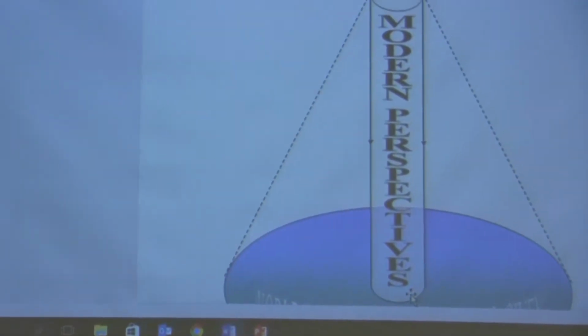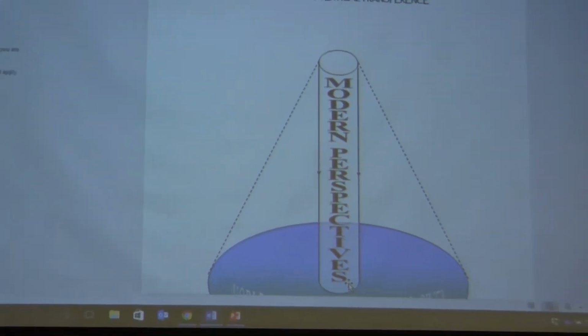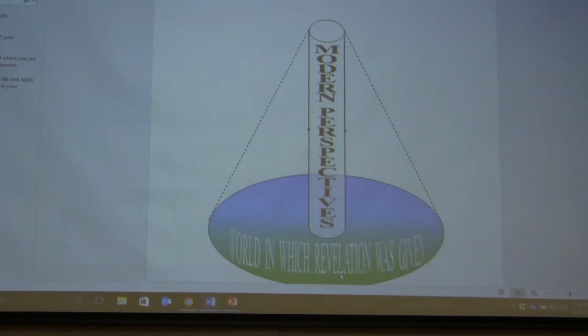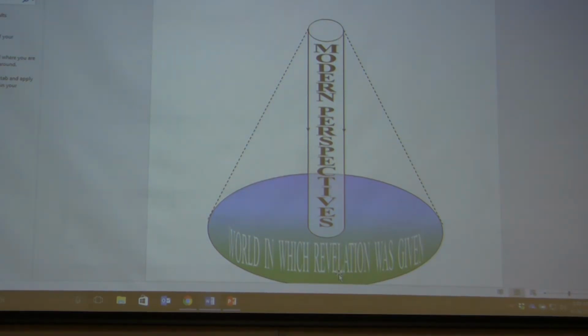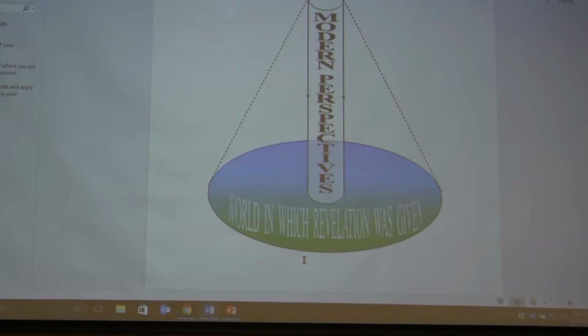When we look at the biblical text, the biblical text suffers from what my professor, Dr. Best, called the problem of vertical transference. Now, this graph, which I trust you can see, has two component parts to it. The one is kind of like a spyglass, a tube. Try to pretend that we are looking through that spyglass onto the pages of the Old Testament, or the world in which Revelation was given.